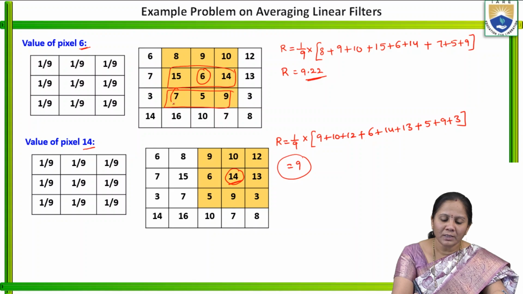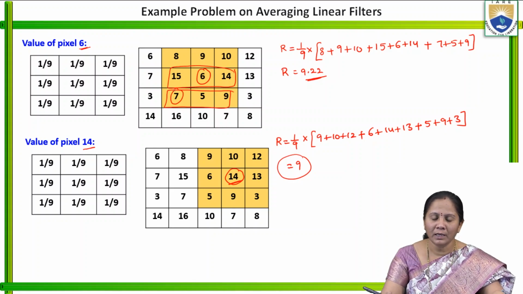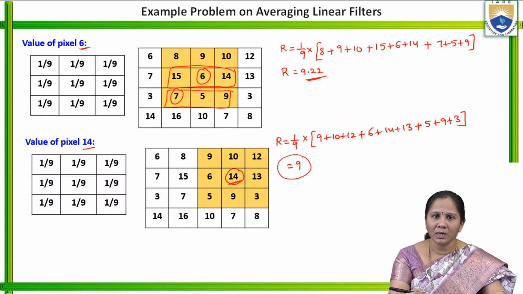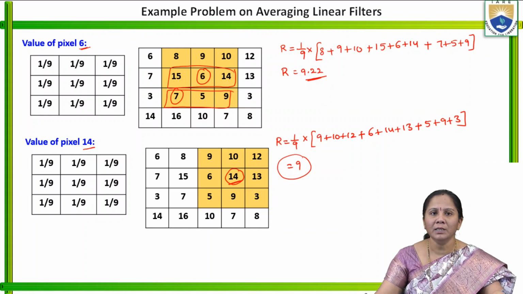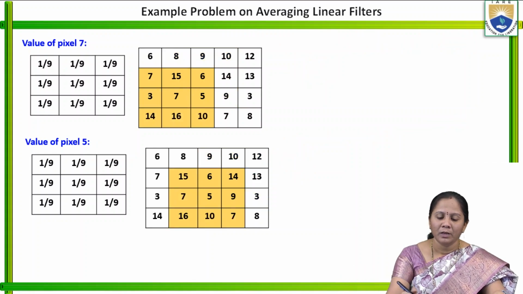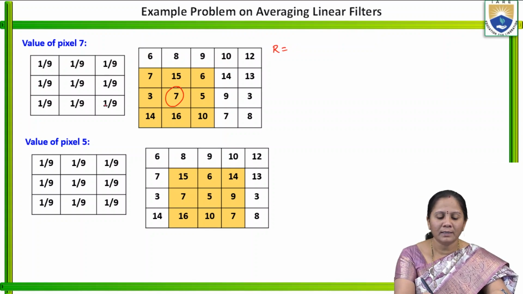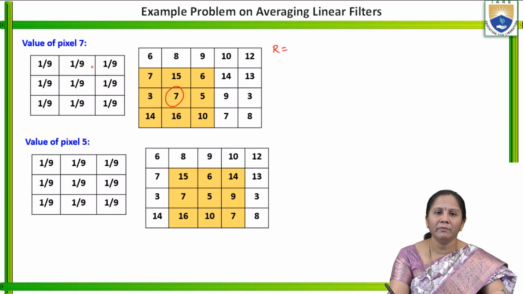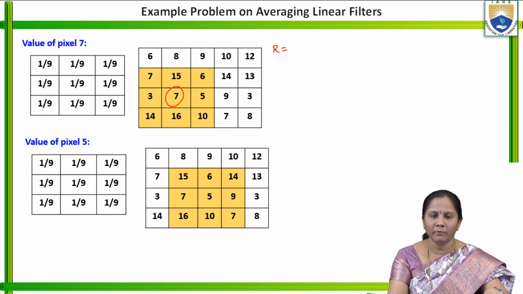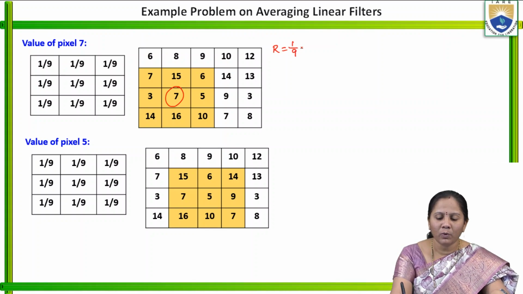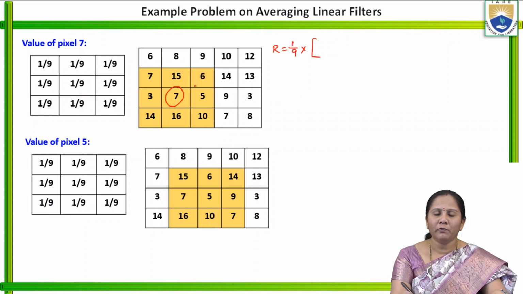So in order to make this 7 the center pixel, we have to shift the mask such that this 7 will become the center pixel. So this is how this 7 will become the center pixel by applying the convolution formula. As the mask has the same weights, we can write it as 1 by 9 into the summation of all the neighborhood pixels.